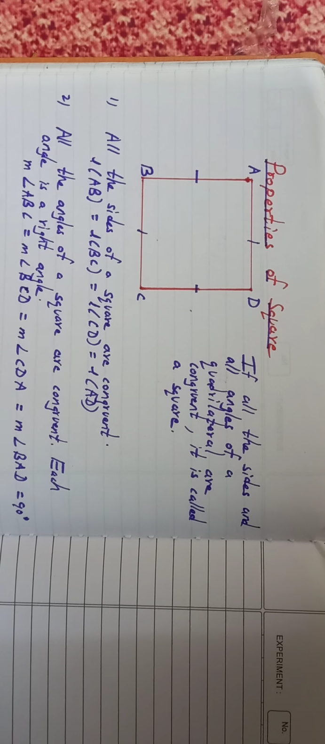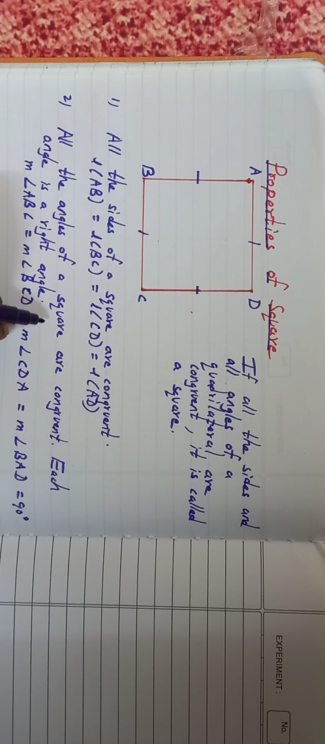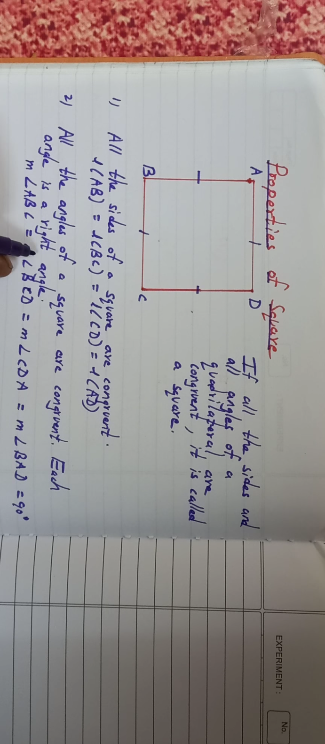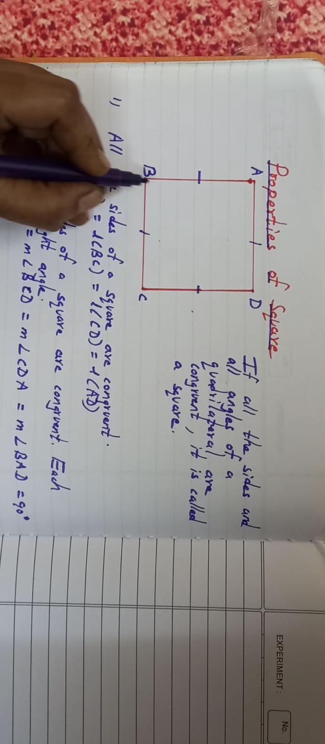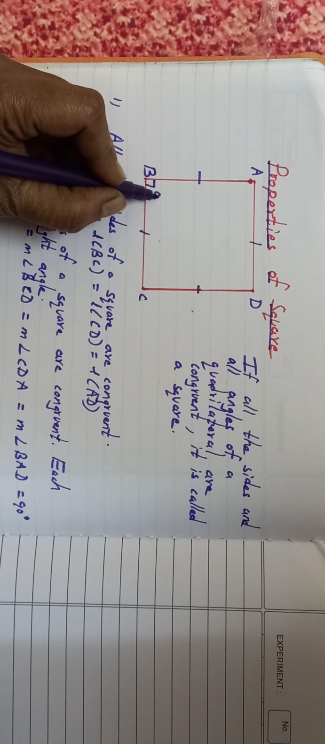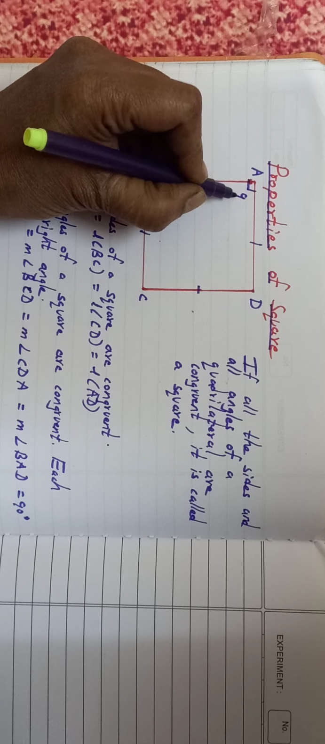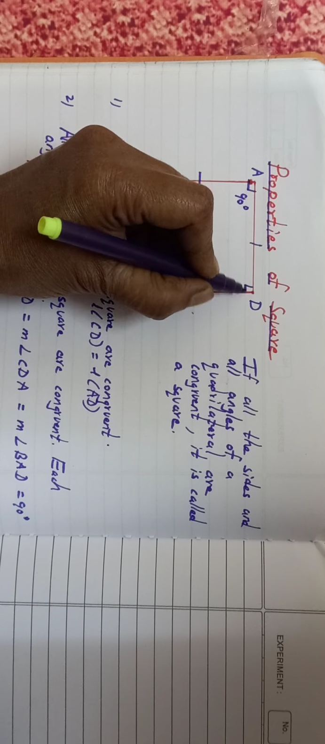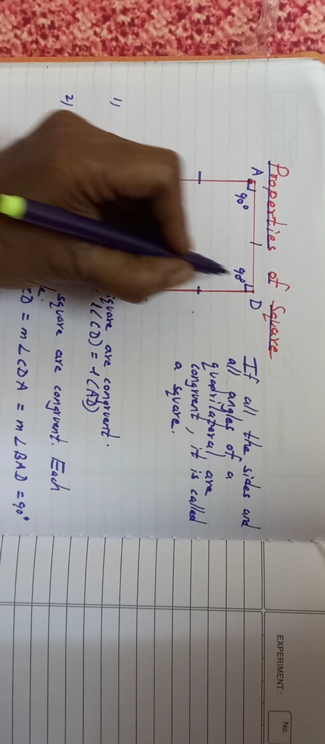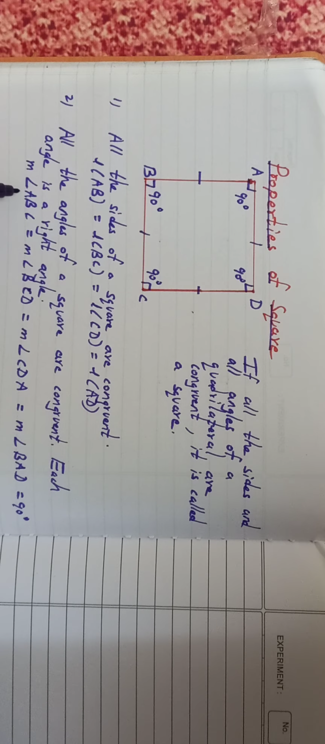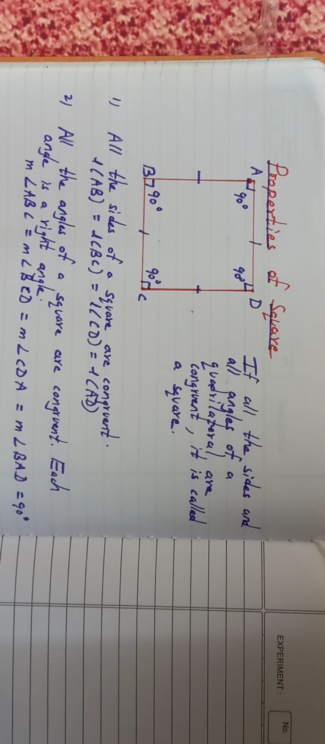So here all angles of a square are congruent. Each angle is a right angle. So here we can write like this: measure of angle B is 90 degrees, measure of angle A is 90 degrees, measure of angle D is 90 degrees, and measure of angle C is 90 degrees. So here, a very important property.